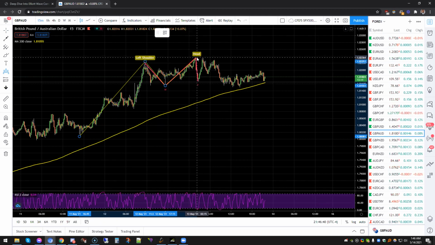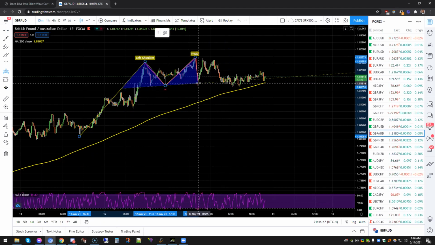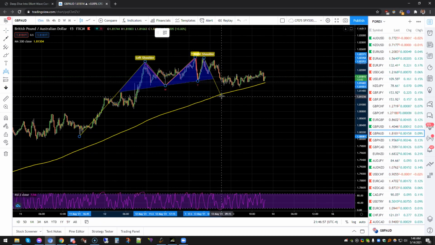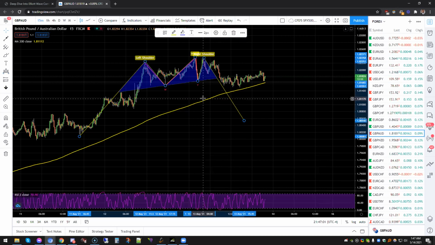This is our head. And a lot of traders would look at this as the next shoulder right here, because as you can see, it did not break the high. Okay, so this is the next shoulder here. It did not break the high. And we're coming down.